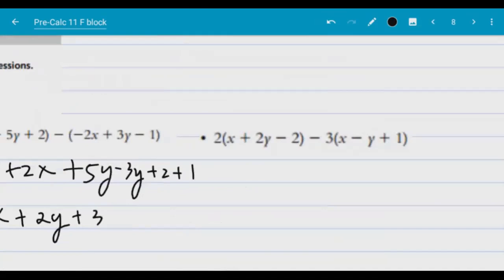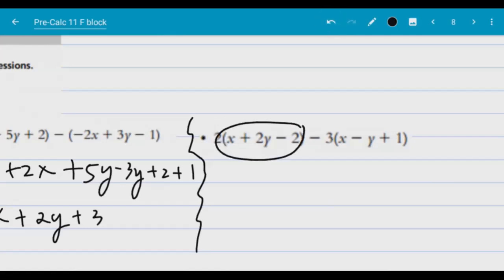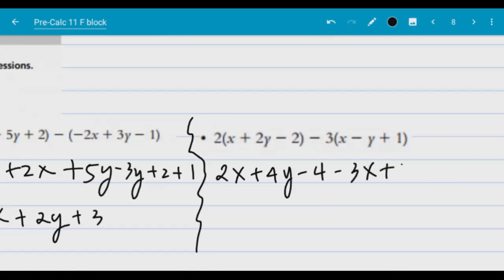So here again, you have to do the distributive property. So let's do this first. So the 2 would be multiplied to everything inside this bracket. I will have 2x plus 4y minus 4 minus 3x plus 3y minus 3. Okay? 2x minus 3x is negative x. 4y plus 3y is 7y. Negative 4 minus 3 is negative 7. So there you have it for the first three get started questions.